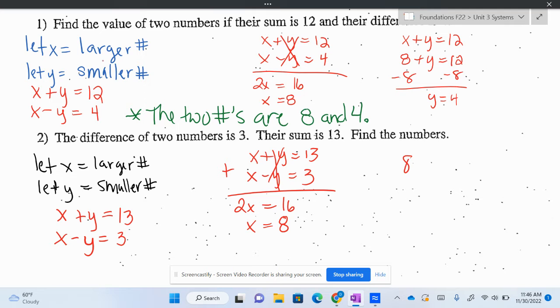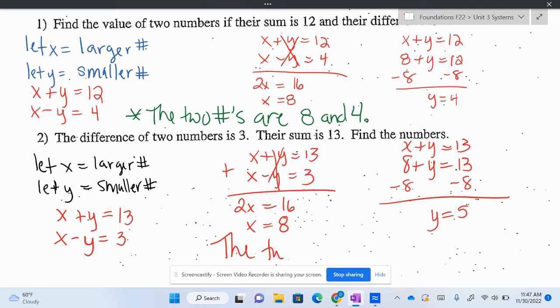So I have 8, right? I have X plus Y equals 13. So 8 plus Y equals 13. What is the value of Y? How did you do that? Yeah, good job. So Y is 5. So the two numbers are 8 and 5.